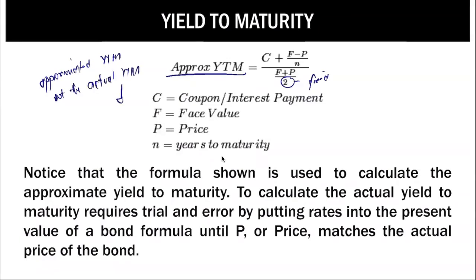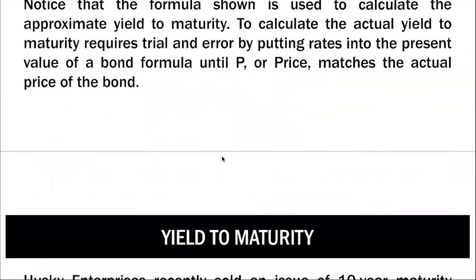The actual yield to maturity is computed using a trial and error method, which is not part of our discussion, but will be discussed in your financial accounting and reporting or in your intermediate accounting. So here in your FinMan, normally we will only discuss your approximated YTM. So coupon, you all know that one as interest payment, coupon plus face less price divided by N, divided by face plus price divided by 2.